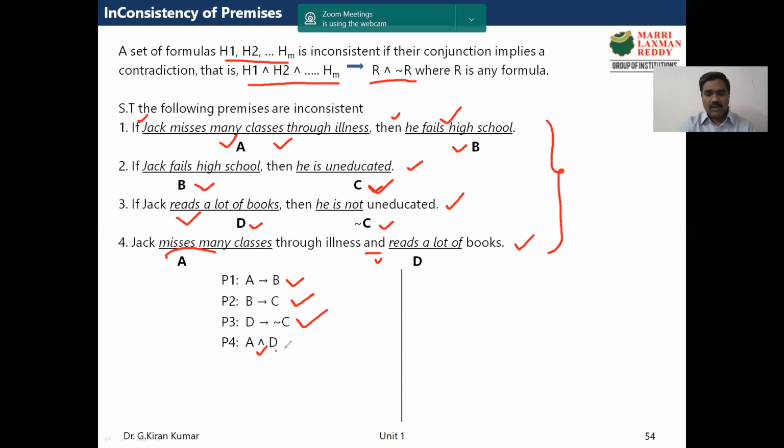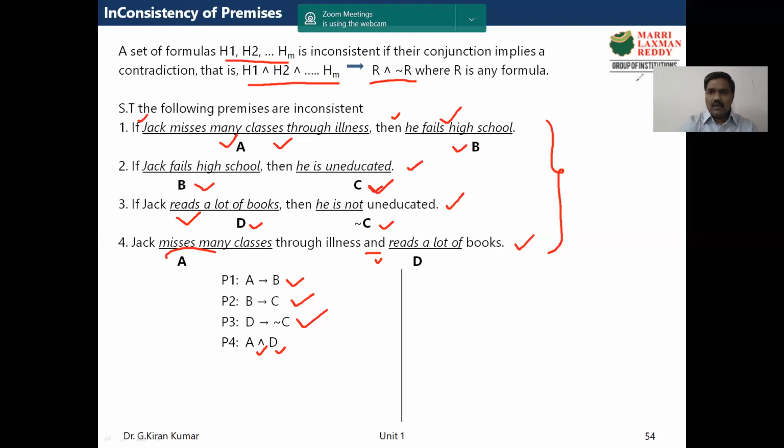So this is step one. If English statements are given and you want to prove that they are inconsistent, step one is to convert the English statements to propositional functions by properly introducing the propositions.